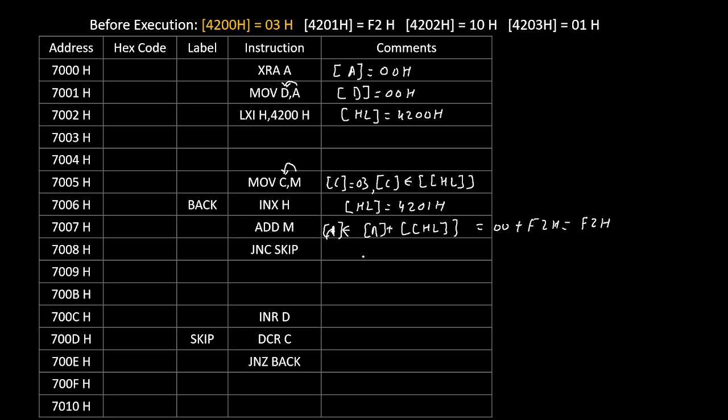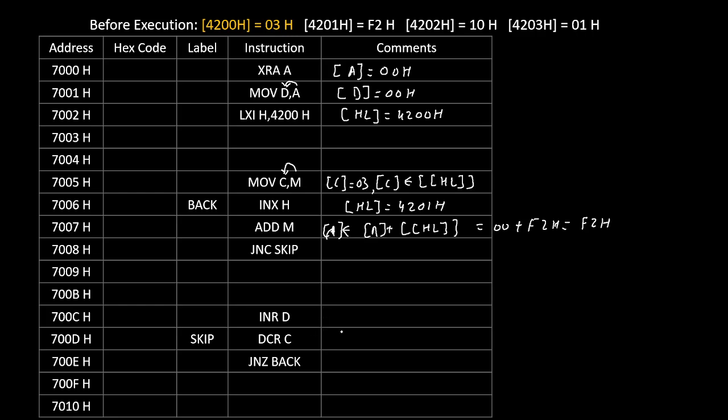Now once this addition gets over, we will check whether carry is generated or not by writing JNC. If carry is not generated, then we will skip this instruction and we will go ahead. And every time when carry gets generated, we will increment D register by 1 because we kept D register to note down the carries. So in this addition, carry is not generated. That's why we will skip this INR D instruction and we will directly come over here and we will decrement the counter by 1. Why are we decrementing counter by 1? Because out of these 3 additions, one addition is over.